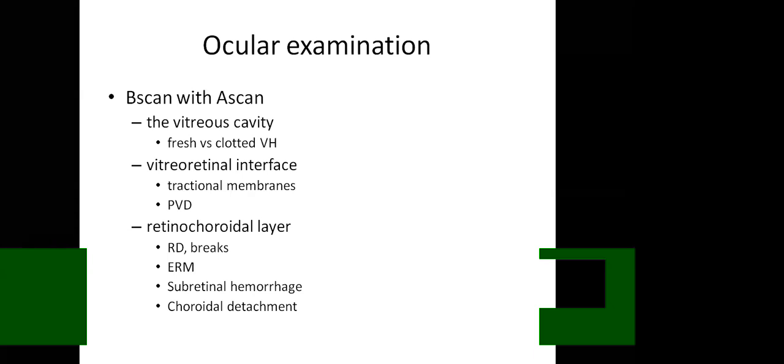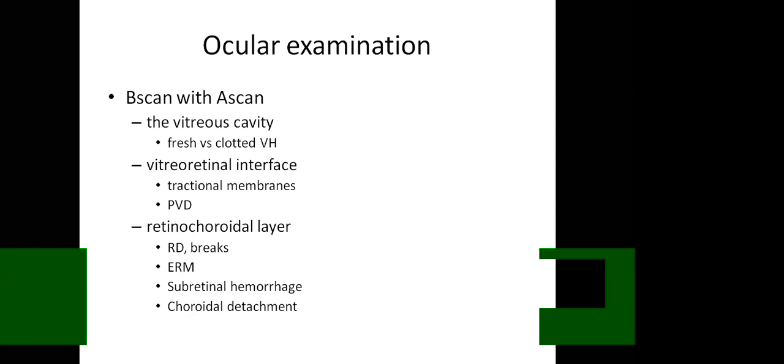Then at the vitreoretinal interface, you want to actively look for tractional membranes, whether the patient has a history of proliferative disease or not, because tractional membranes can occur even in uveitis. You also want to check if the posterior cortical vitreous is still attached or detached, because if you're going in, for example, to do vitrectomy, a good PVD is good for the surgery. So if the vitreous is attached or detached, the surgeon will want to know.